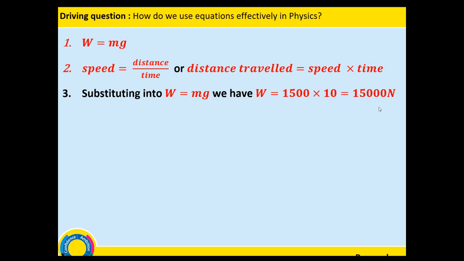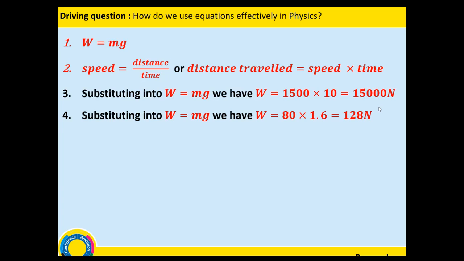Don't forget your units. The next question says, the strength of gravity on the moon is 1.6 newtons per kilogram. If an astronaut's mass is 80 kilograms on Earth, what would be his weight on the moon? Now, we're given the gravitational field strength on the moon, and we're given the mass. Again, we multiply the two together because we're given mass, m, and g on the moon, and the weight of this astronaut on the moon is 128 newtons. Please don't forget your units.